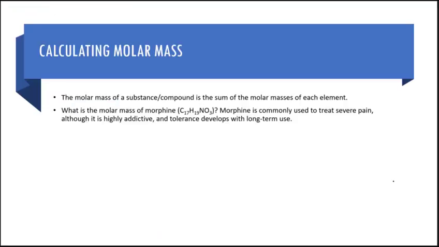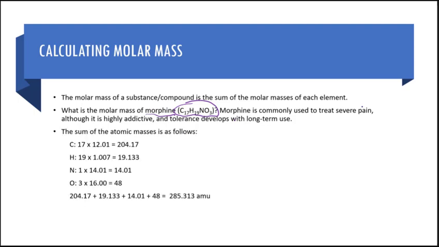Now, what if I want to find the molar mass of a substance or a compound, like morphine? Morphine has a formula of C17H19NO3. Morphine is used to treat pain, although it's highly addictive. Tolerance develops with long-term use.